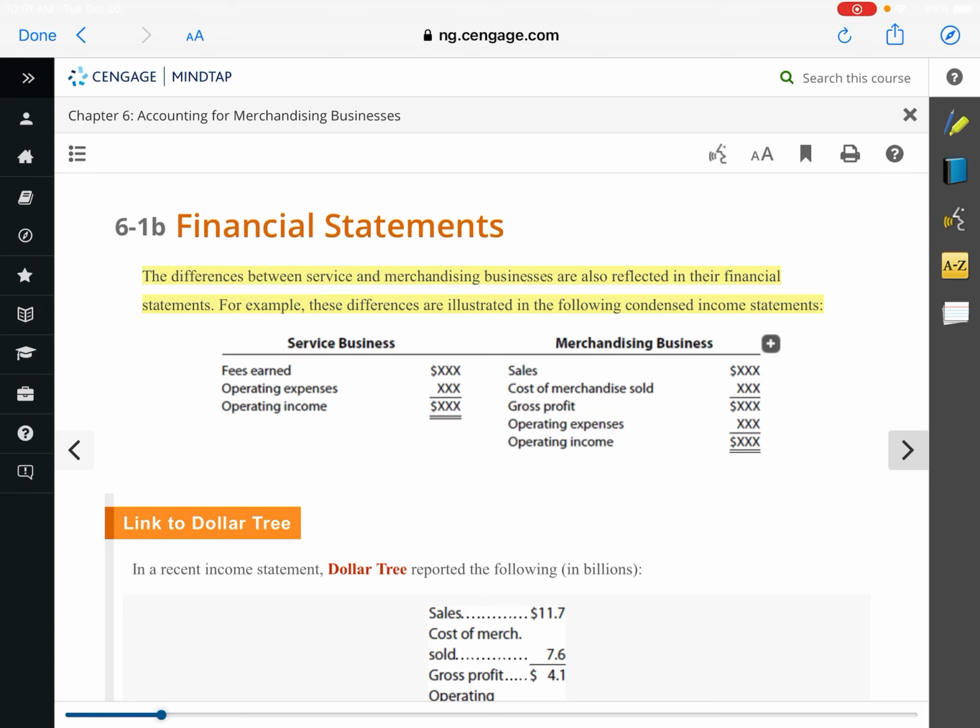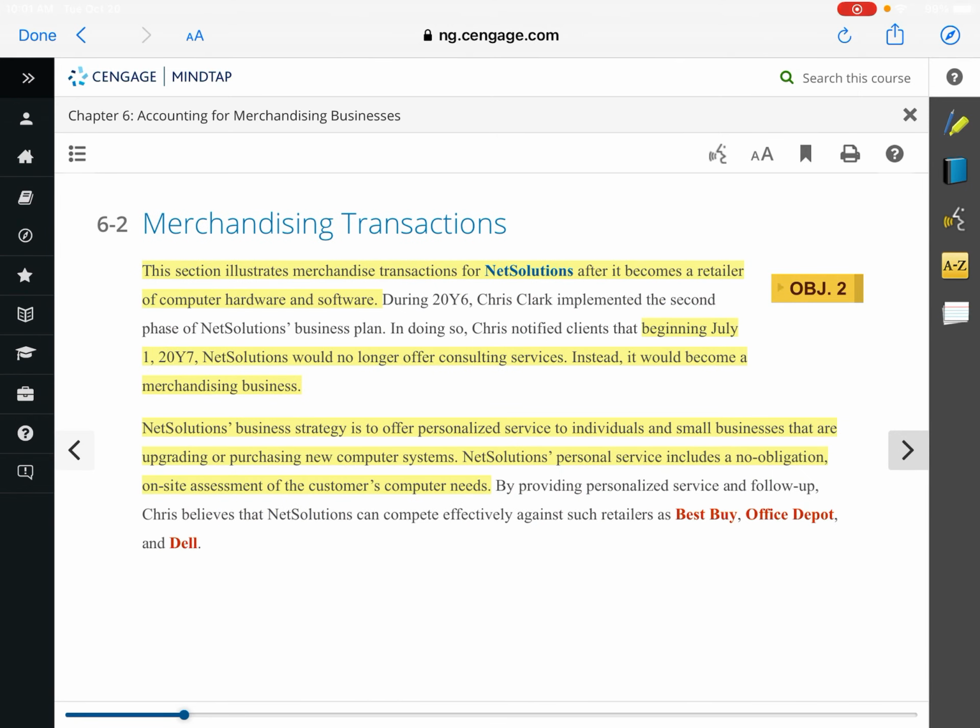All right, we'll get there in a second. I don't want to jump ahead. Okay, so going back to our book, merchandising transactions. Back in chapter 2, we started looking at this company, Net Solutions, and they began as a service business. We looked at all of their first month initial transactions, and that's kind of how we learned our journal entries.